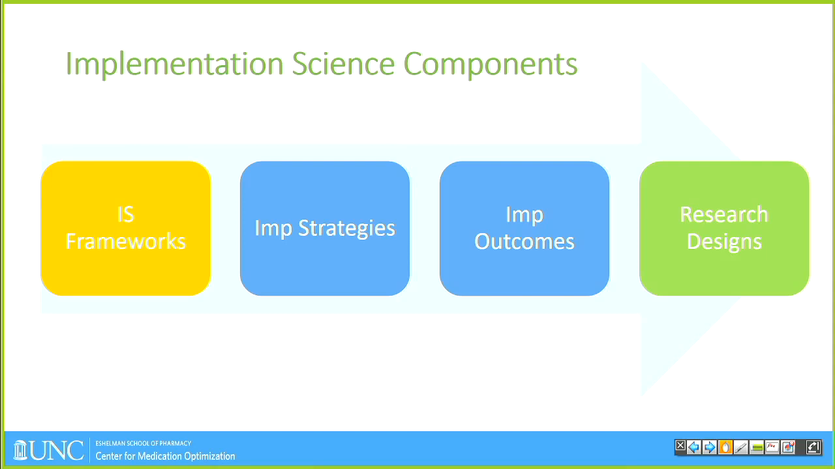So the core components that I think you're starting to pick up on now of implementation science is that you have these frameworks that guide your implementation, may guide your selection of strategies, may guide your evaluation of your implementation process. You have the strategies themselves and selecting those implementation strategies. You have the implementation outcomes that you want to measure. And then ultimately, what are the research designs that you use when you're starting to evaluate your implementation research?